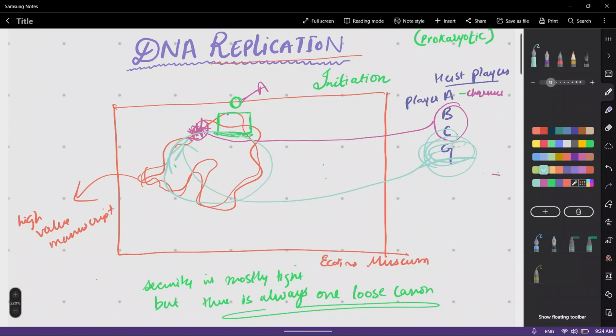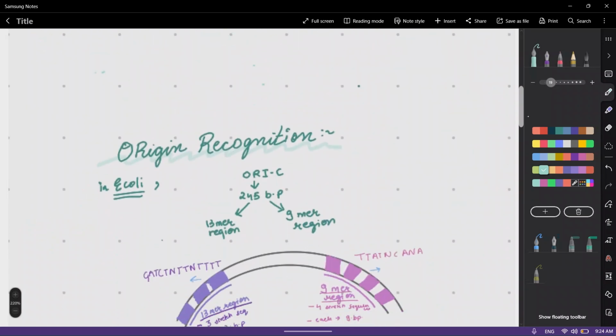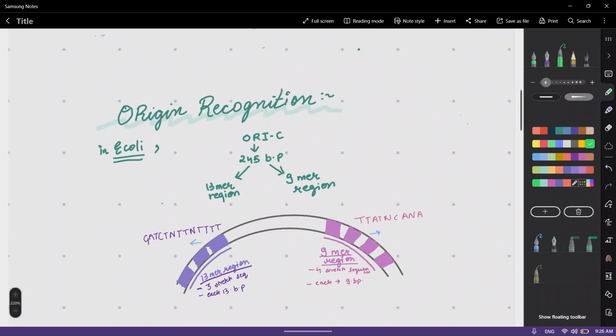So now let's see what actually happens. Let's zoom in and see the biology of the story. Let's zoom into the bigger picture, the actual biology of the story. So our security guard O is nothing else but the infamous ORI. Okay, so what is ORI?